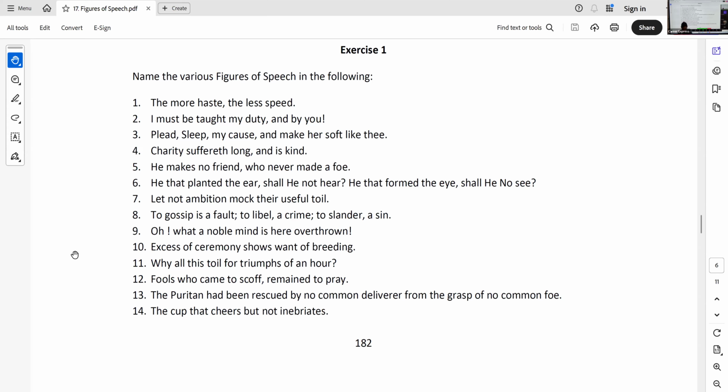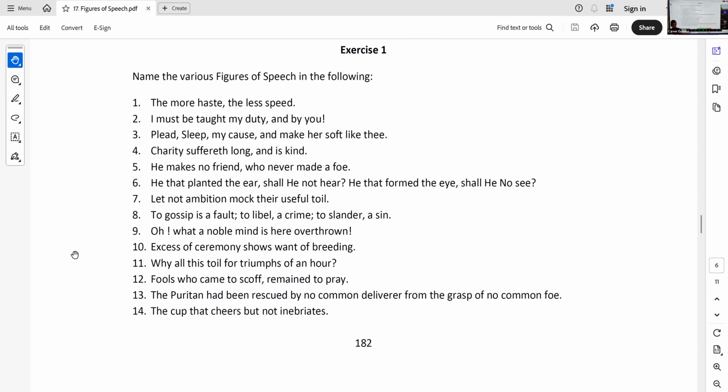To gossip is a fault, to libel a crime, to slander a sin. Yes, this is climax. I don't know whether this may or may not come, but because we are doing number 8, I want you to know of the power of 3. In contemporary English, there is also something called, write it down, tricolon. Add to the list of your literary devices. Mark it 27. Write down tricolon.